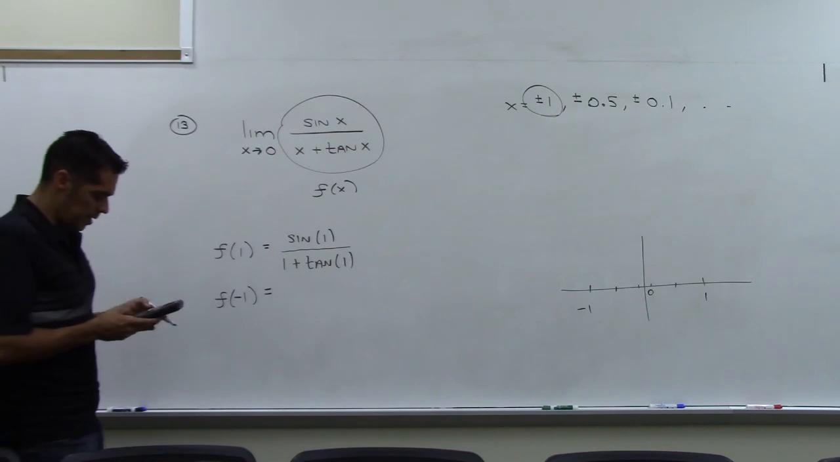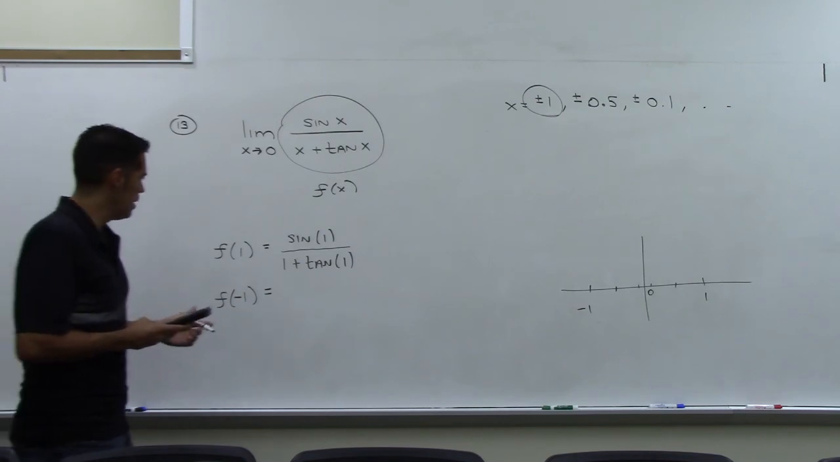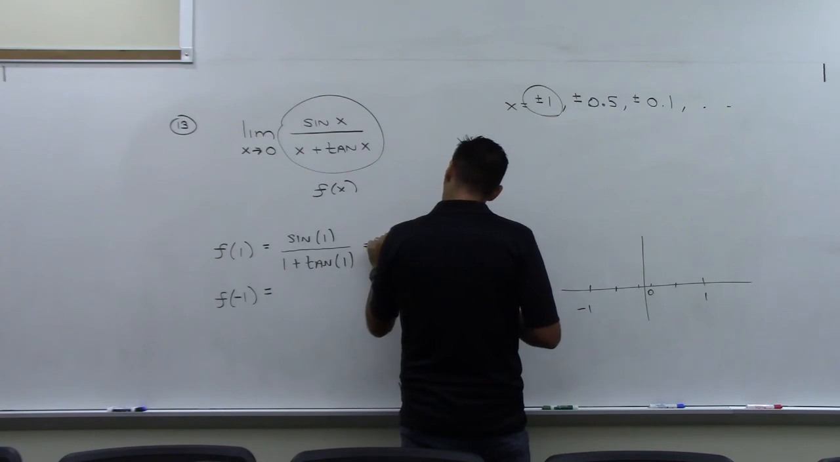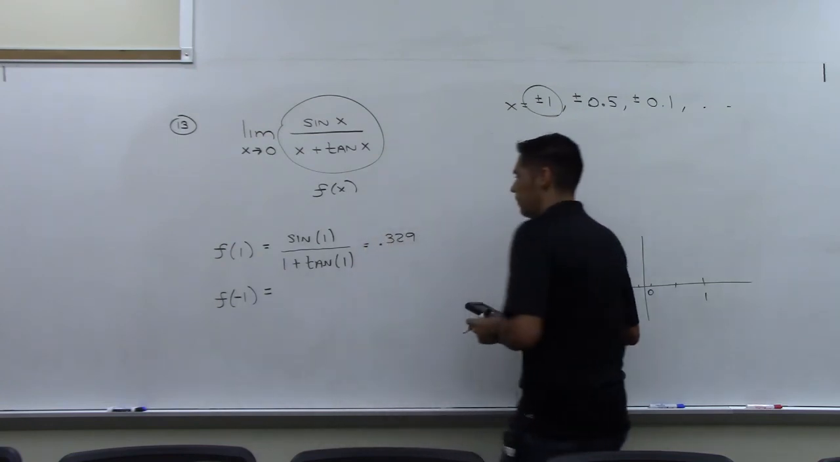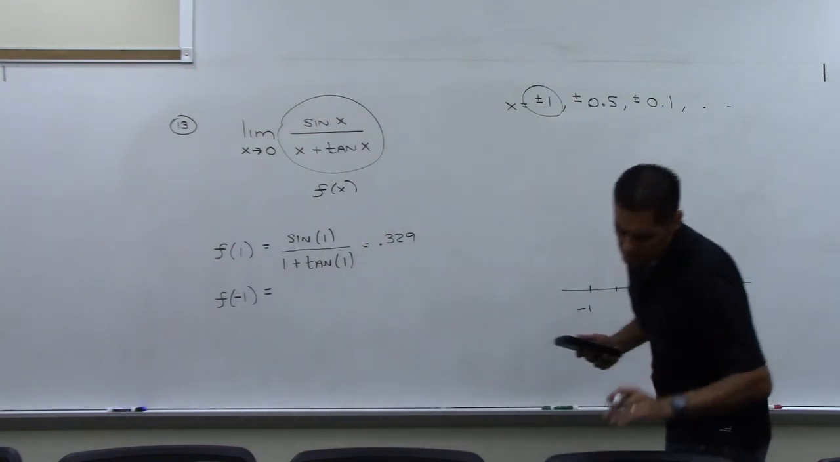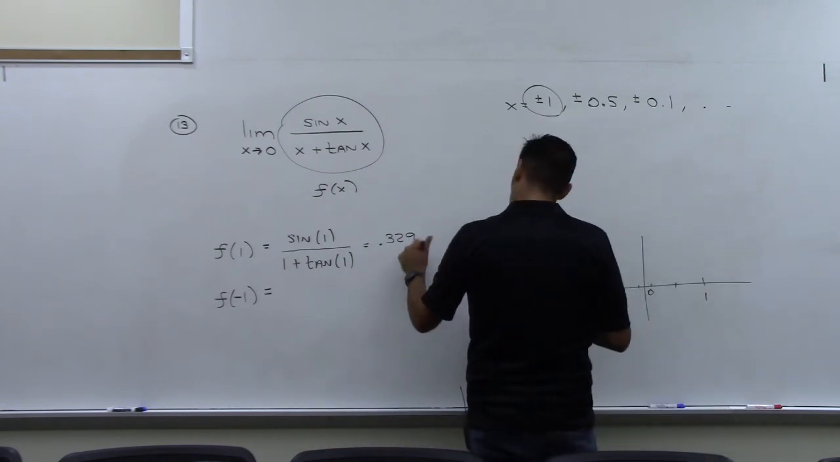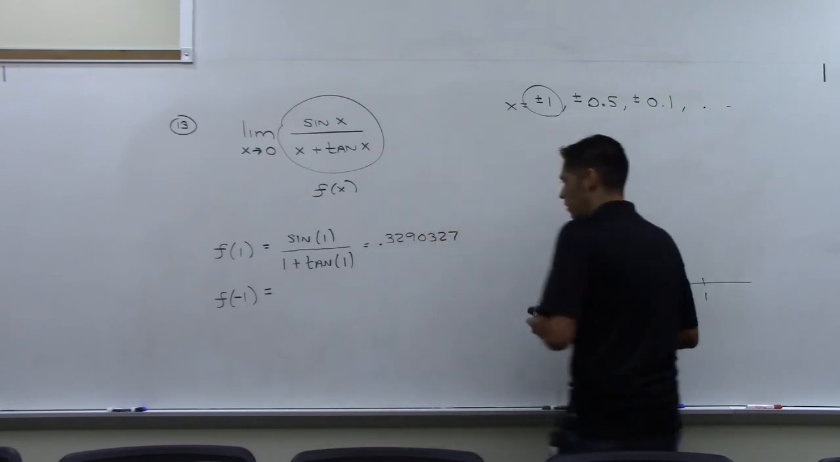And I'm gonna figure out what this is on my calculator. So I'm doing sine of 1 over 1 plus tangent 1. I get 0.329. And does it say how many decimal places? 6 decimal places. 0.3290327. I went too far, but that's good enough.